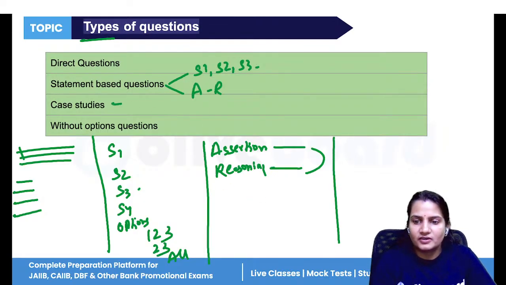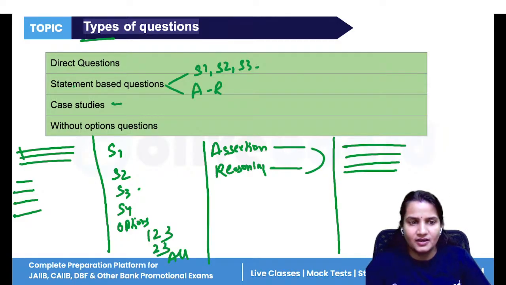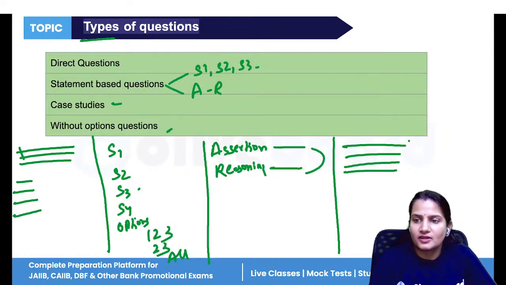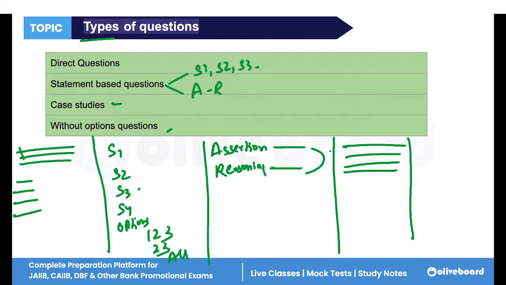Now, what is a case study? A paragraph is given to you, a scenario is created, and from that scenario, four or five questions are asked, and you have to give the answers. And next is the without option question. Without option questions are used in cases when numericals are provided, or true false questions or fill in the blanks questions are given. All right, so these are the different types of questions that you will see in your exam.